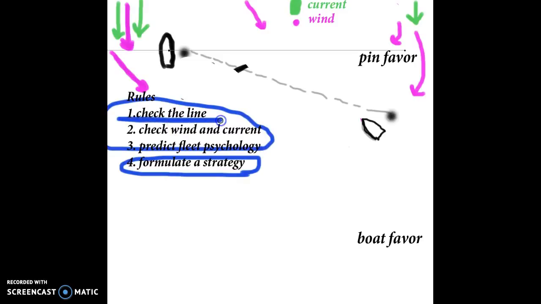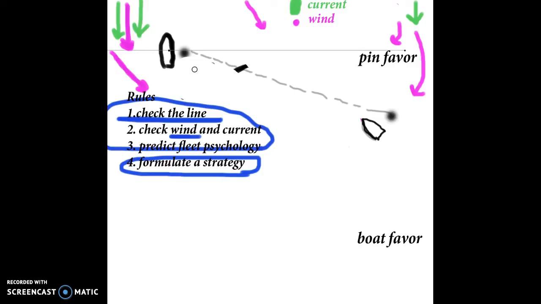You can check the line multiple times. Sometimes if you check the line every 5 minutes, that will help you to dial into the wind shifts. You can check the line, and if they haven't moved the line, but suddenly the boat's favored when the pin used to be favored, then you know the wind went right. And when you check it 5 minutes later and it's square, you know it went back left. When you check it 5 minutes later and the boat's favored, you know it went back right. When you check it 5 minutes later and the pin's favored, you know, whoa, it went back left. And then you can start to guess that there are 2 right shifts for every 1 left shift, and you can dial into the wind pattern that way.